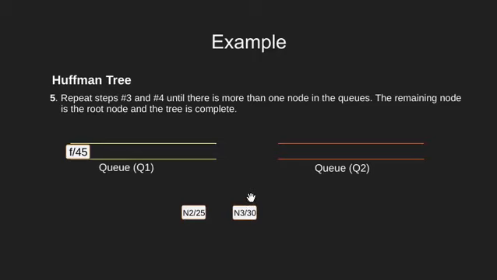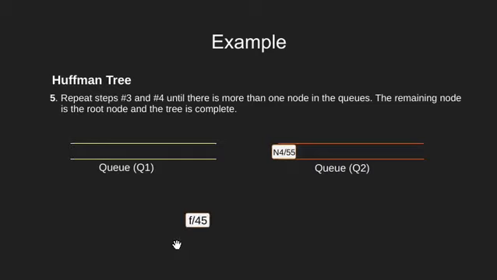We form a new node N4, assign N2 to its left and N3 to its right, and its sum as the sum of its two children, N2 and N3. We finally put this node N4 to our second queue. We still have two nodes left.